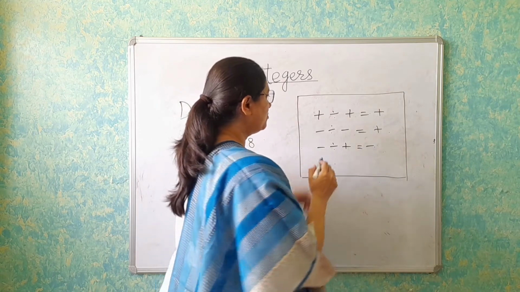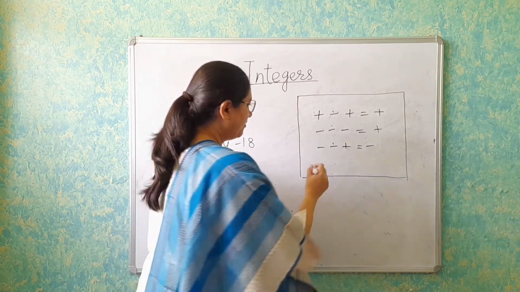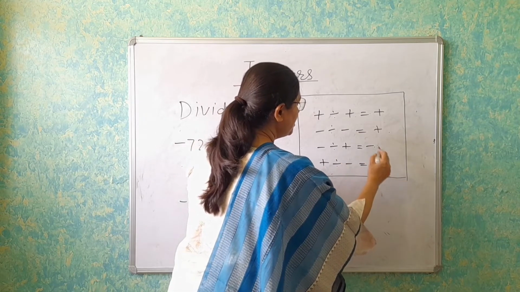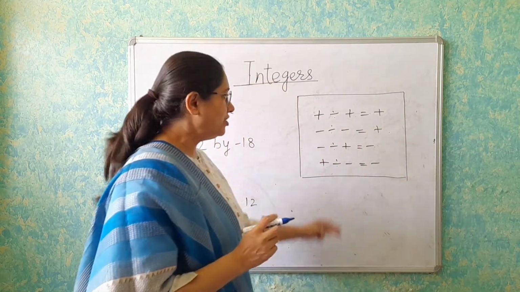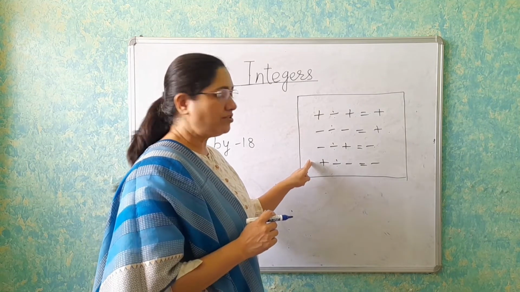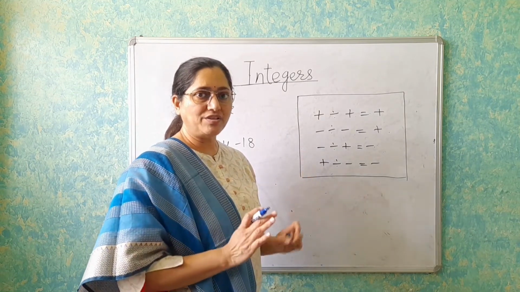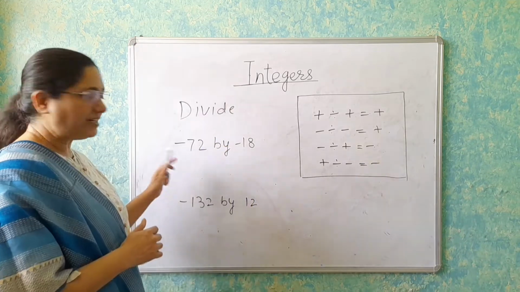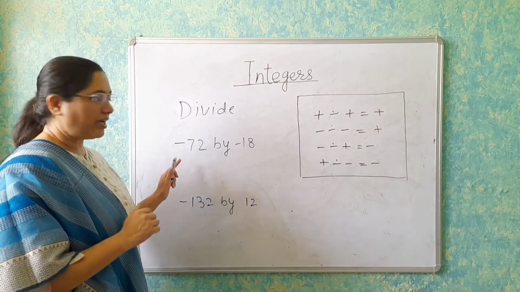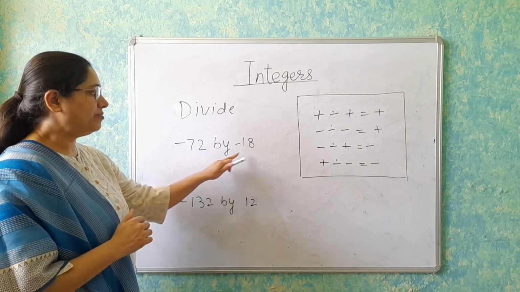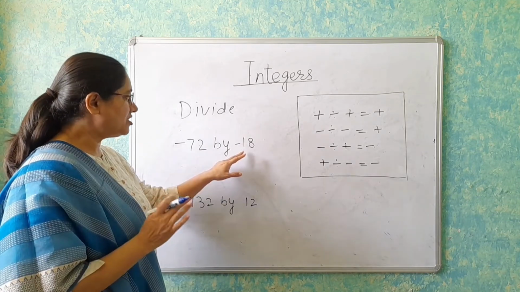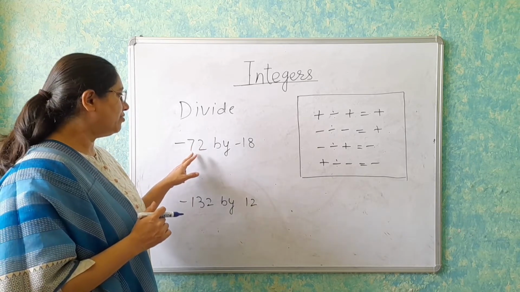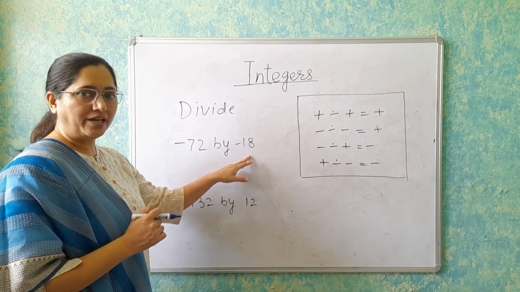Or you can change the position. Or you can divide a positive integer with a negative integer, still the answer is negative. You just write down all these rules and then it is very easy for you to divide all the integers. Let's take 2 examples. First we have to divide minus 72 by minus 18. Just look carefully, both the integers are negative integers. So we have to simply divide 72 by 18.